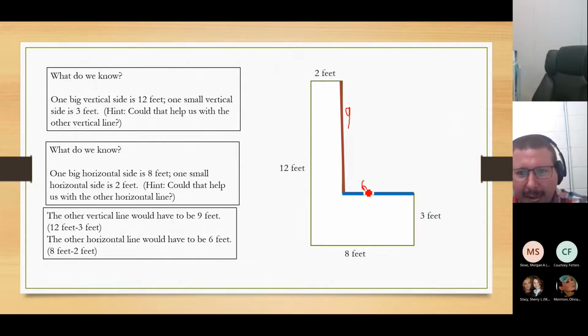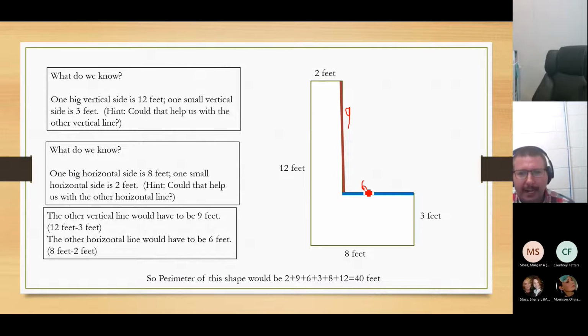Do I have all the sides at this point? Yeah, I do. So I have to add up all the sides. And I get 40 feet as this perimeter. And like I said, you may only see like 1 to 2 questions on this, but still, it's definitely tested for sure.